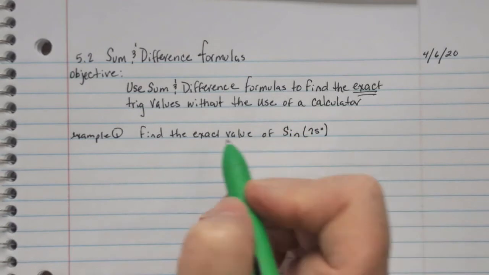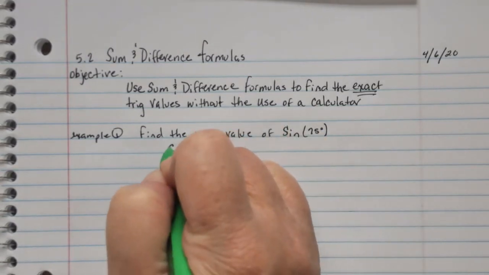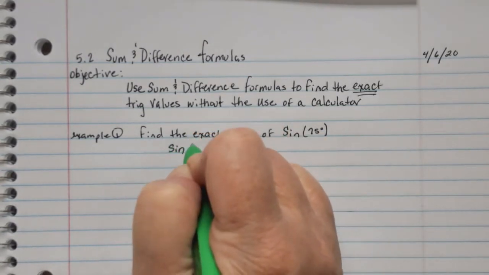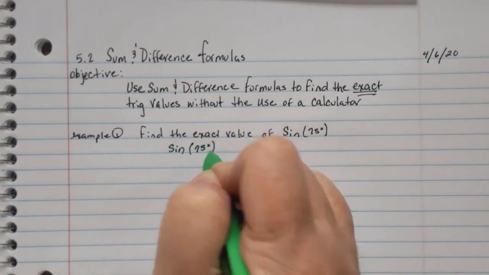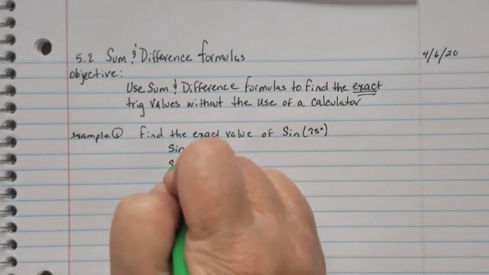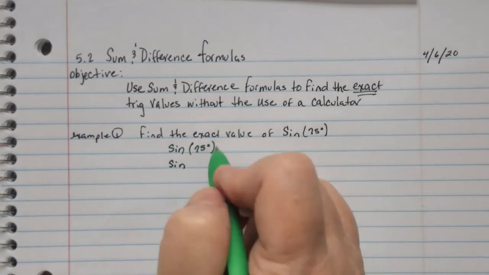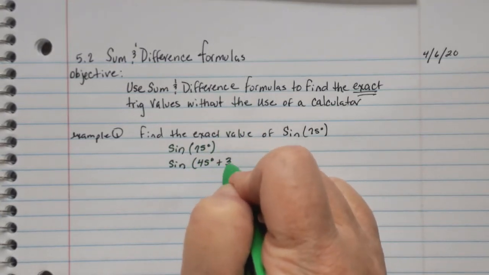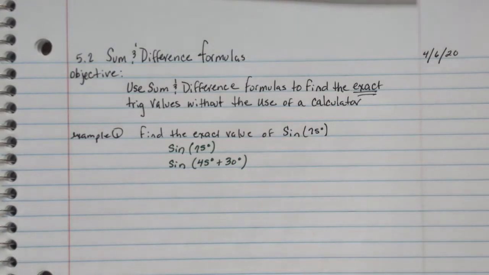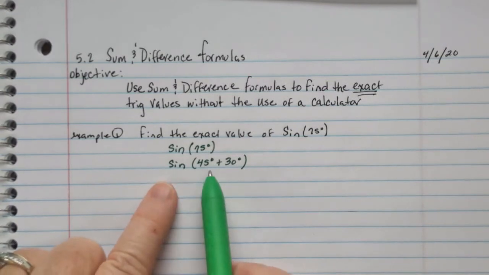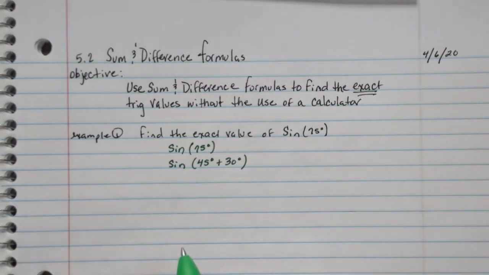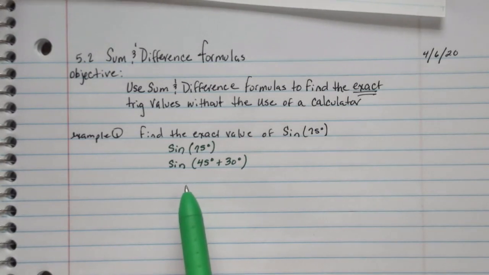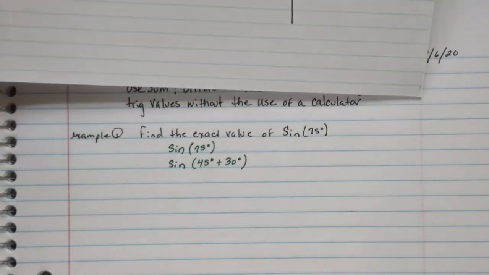Alright, so sine of 75 degrees is the same as the sine of 45 degrees plus 30 degrees, both of which are on our list of things we know. So the big temptation is to distribute the sine, but that is not what you can do. You cannot distribute that sine. You have to use your identity.